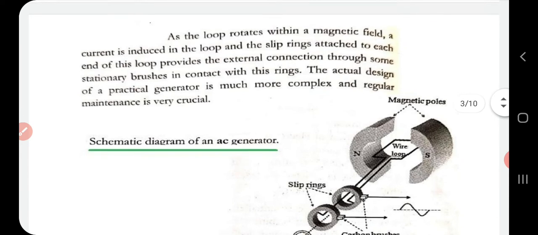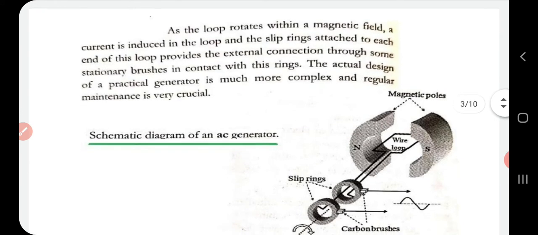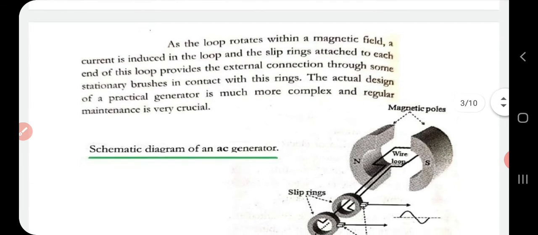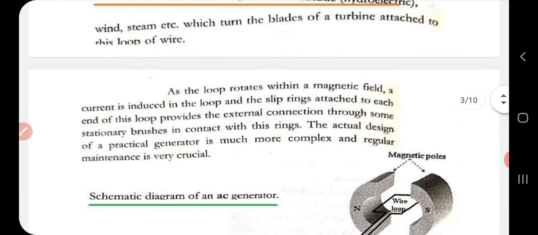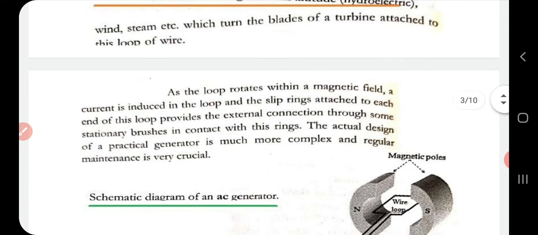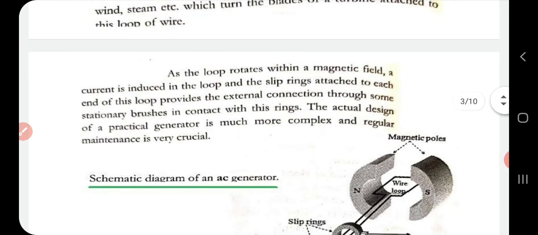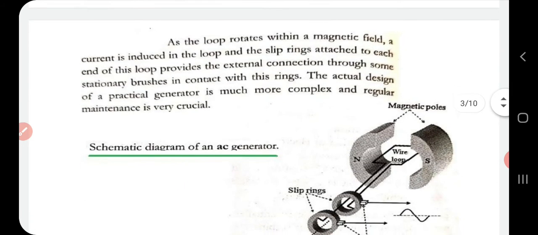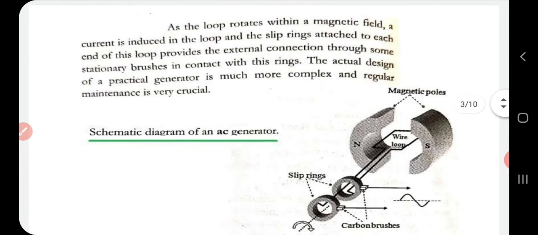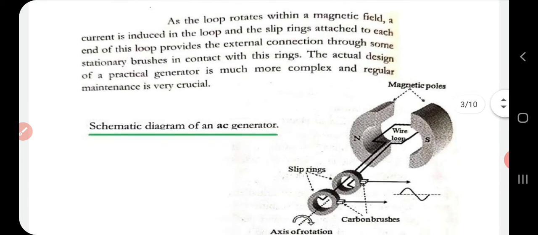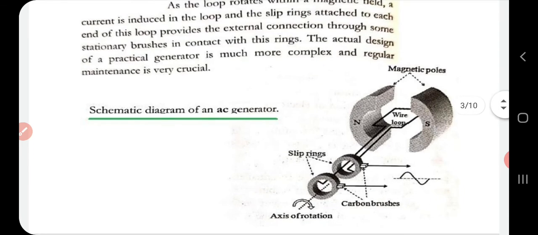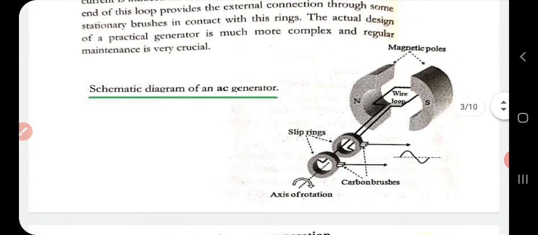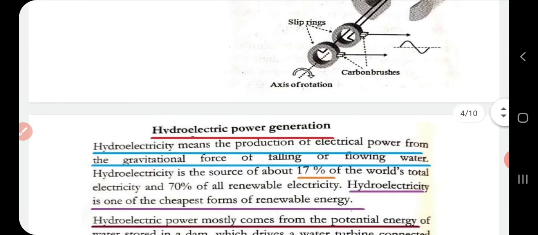So this external source of energy, which is hydroelectric power or water falling from a dam, will turn the turbine. When the turbine turns, the loop of wire which is attached will also turn, rotating in the magnetic field. This process produces a current in the loop, and as a result power is produced, which is transmitted by using these slip rings. The actual design is complex, and maintenance is also very crucial. So this is a schematic diagram of an AC generator.